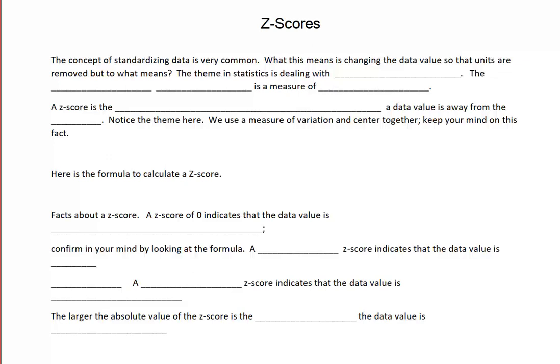We're going to look at z-scores next, and this might be probably the first real abstract idea that we've come across, I'm guessing, as far as you're concerned. Now, the concept of standardizing data is very common. What this means is changing the data value. So again, we're going to change the data value so the units are removed, but again, to what means? Why are we doing this?